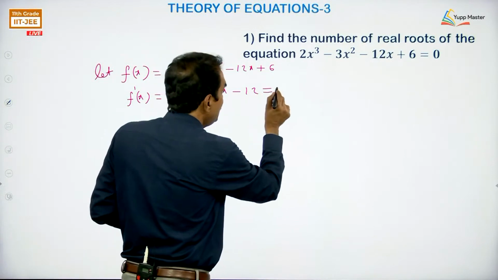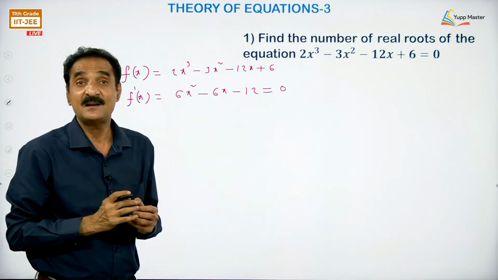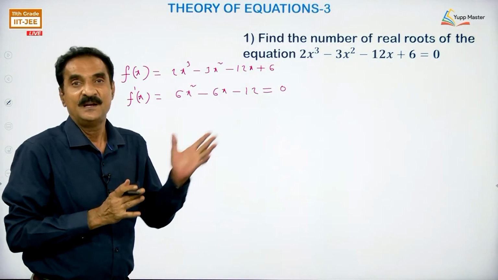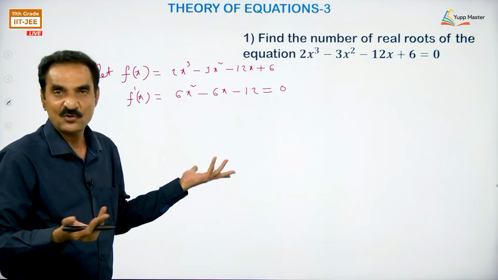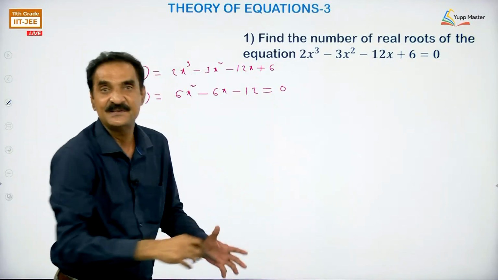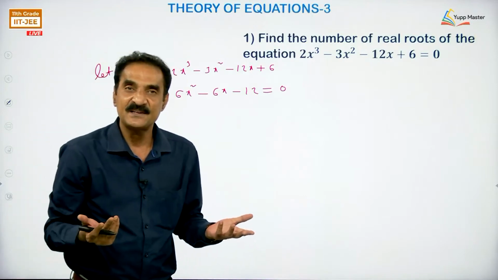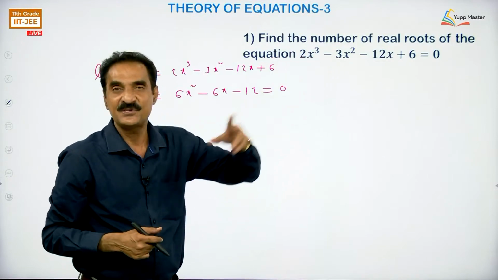If it is equal to 0, we should check whether the roots are real or imaginary. If it has imaginary roots, then it has no maximum minimum points, so it will be entirely increasing or entirely decreasing, then the graph can intersect the x-axis at one point only. So, directly we can say that number of real roots is 1.